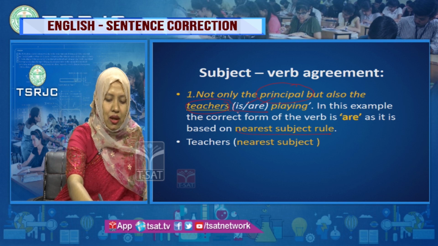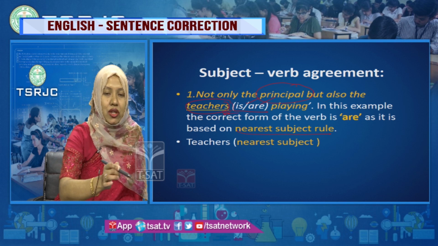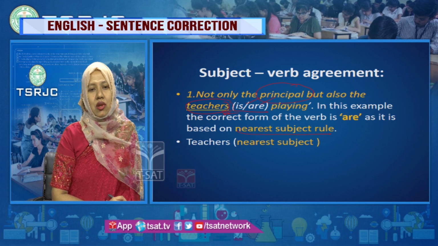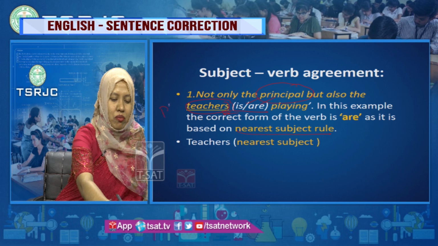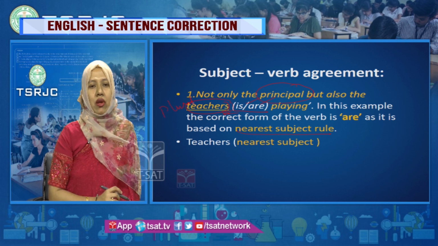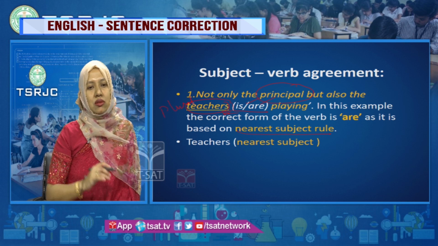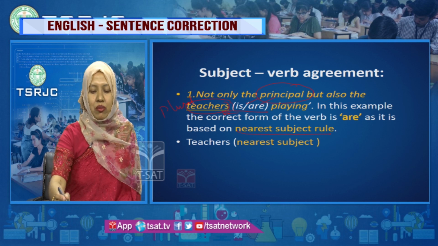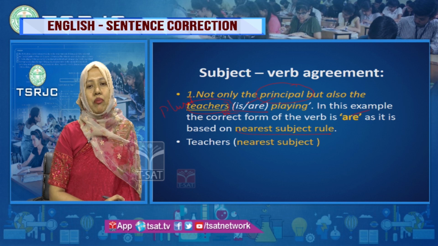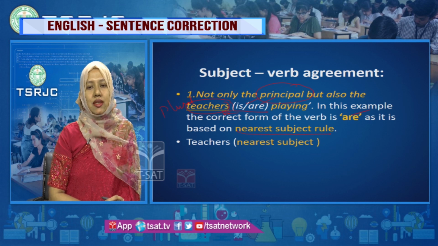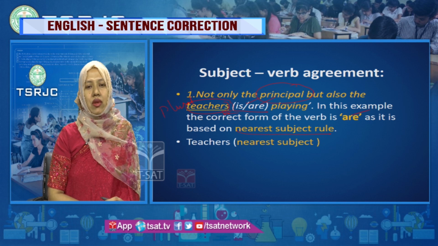You should see just before the blank which subject is used. What is the subject here? Teachers. Teachers is in which form? Plural form. So, we should use plural verb. The correct verb is are. Not only the principal but also the teachers are playing. We should not use is. This is one example.